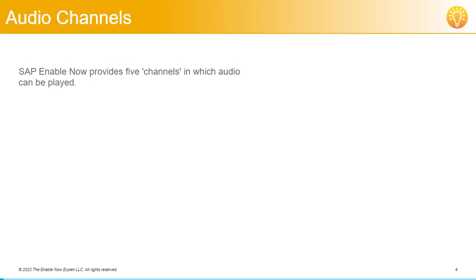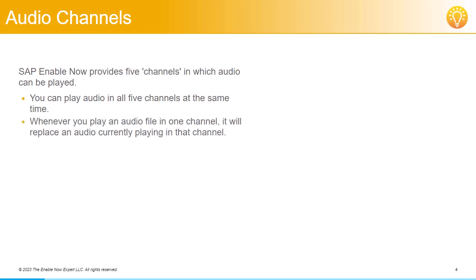SAP Enable Now provides 5 channels in which audio can be played. This allows you to play up to 5 different sound files at the same time. This is most useful when you have a narrative voiceover but also want to play other sounds, for example dings in response to objects being clicked on, without interrupting that narrative playback.